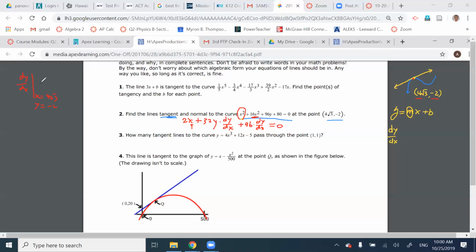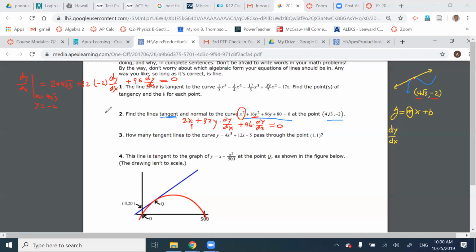Okay. If you knew that, what happens? So you have 2 times what? What's x? 4 square root 3, right? Plus 32 times what? What's y? -2, right? And then we look at dy/dx, no problem. And then we add 96 dy/dx. Can you follow me? And then equals what? 0, right?